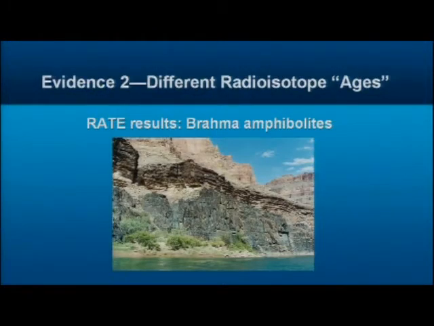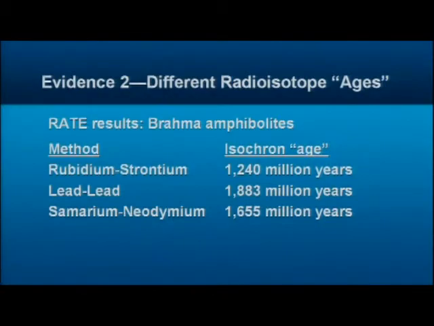Not very good. We go to another rock unit, with a strange name, amphibolite. It's actually a metamorphosed basalt, ancient lava flows that were heated up and changed. Their mineral composition changed. And guess what? Rubidium-strontium gave it an age of 1,240 million years. Uranium-lead, or lead-lead, gave 1,883 million years, and samarium-neodymium, 1,655 million years. Now, you don't have to know all the technicalities to see that those numbers are not the same.